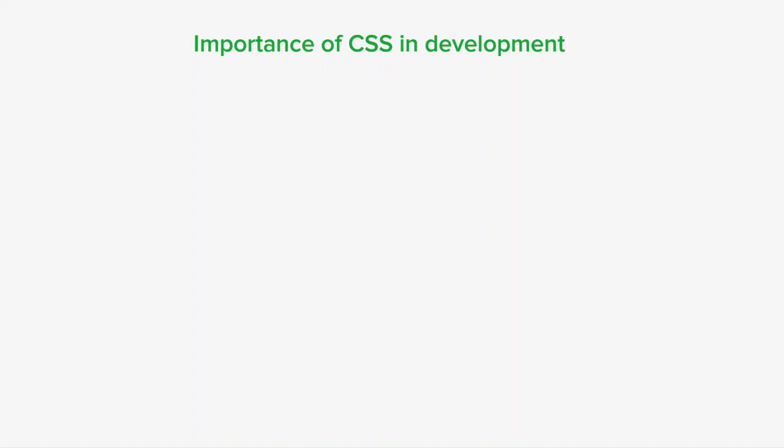So CSS plays a crucial role in web development for several important reasons. First up is visual appeal. So CSS allows developers to control the visual aspects of a website, such as colors, fonts, layouts, and spacing. It's what makes a website aesthetically pleasing and engaging for its users.